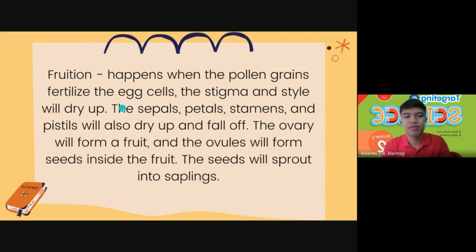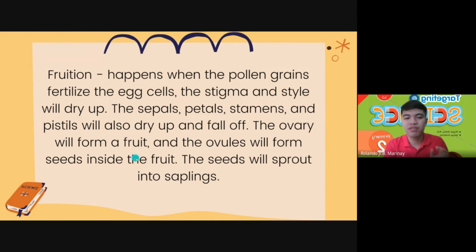In fruition, it happens when the pollen grains fertilize the egg cells. The stigma and style will dry up. And then the sepals, petals, stamens, and pistils will also dry up and fall off. And then the ovary will form a fruit.